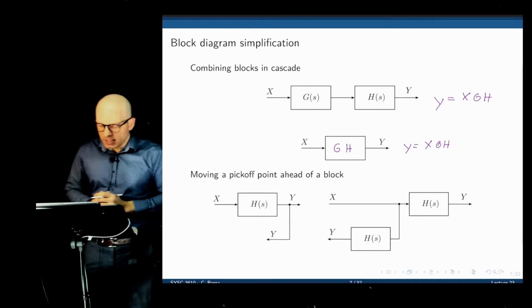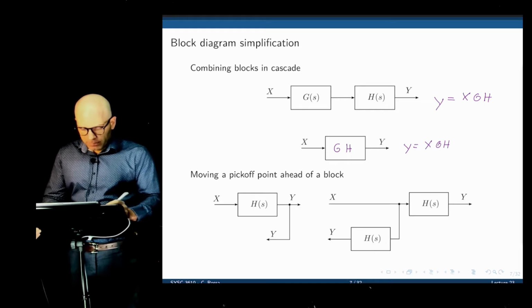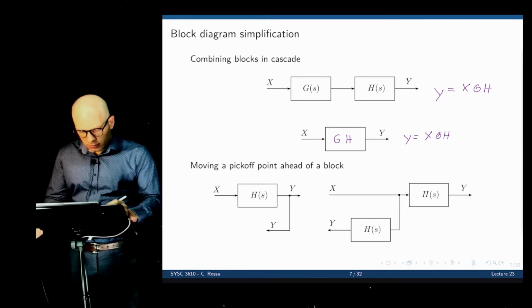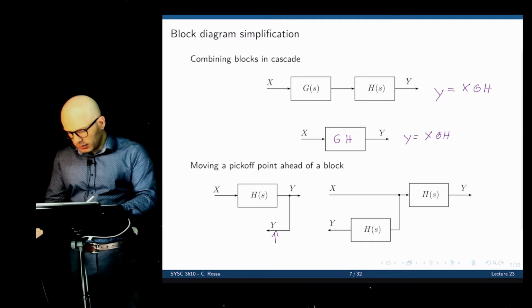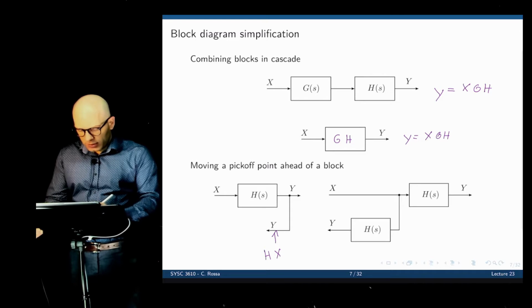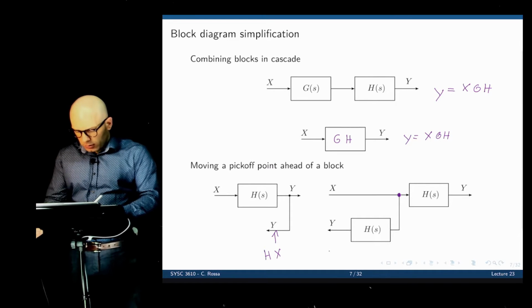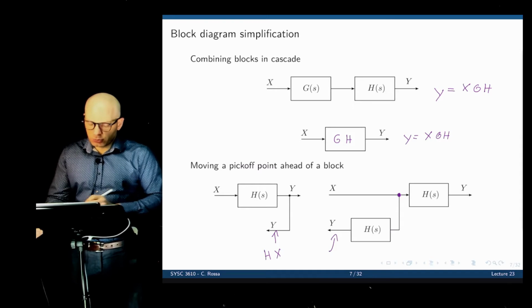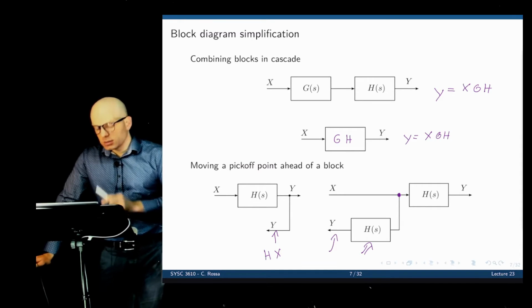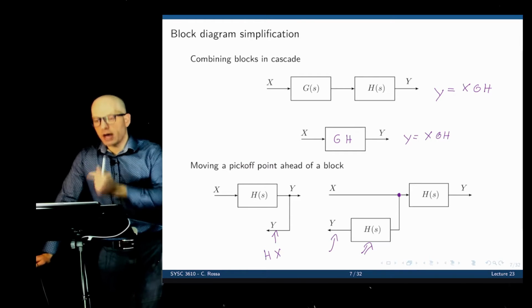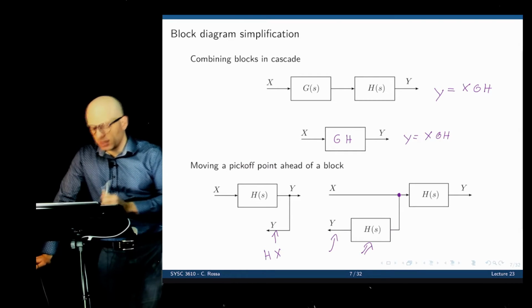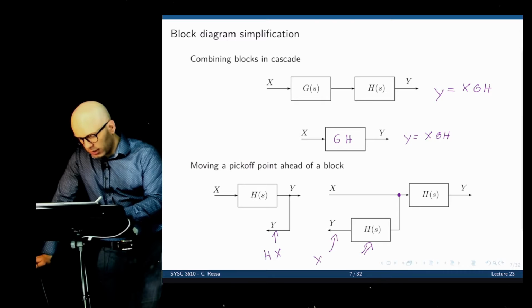But if that is the case, then what do we have to do? Well, the signal here that we are picking is indeed x times h. So if we decide to pick the signal at this point instead, to have the same output, we would need to add this block, h of s, such that the signal that is coming out of all this operation is the same, is still h times x.